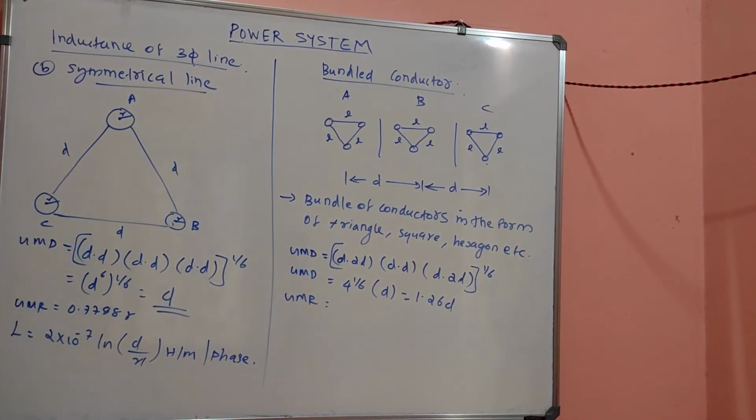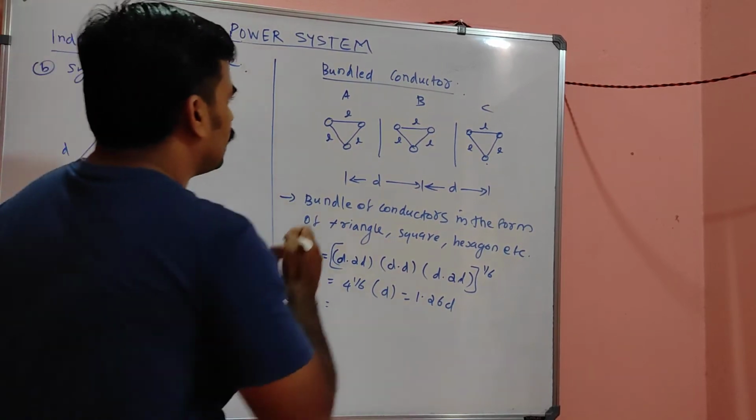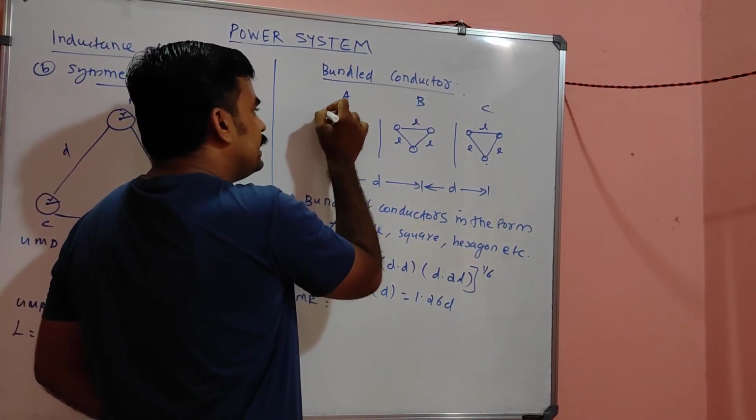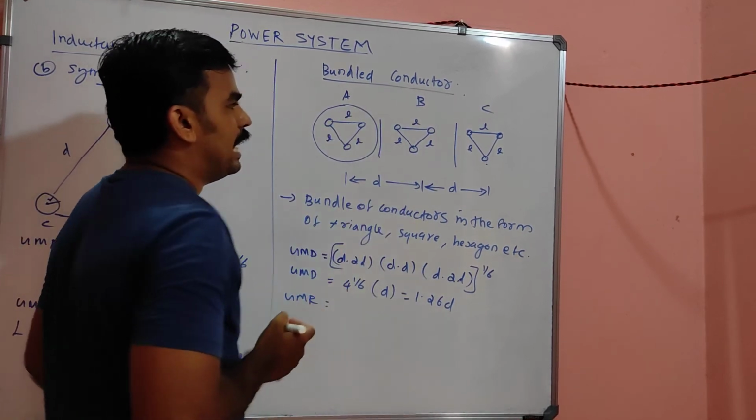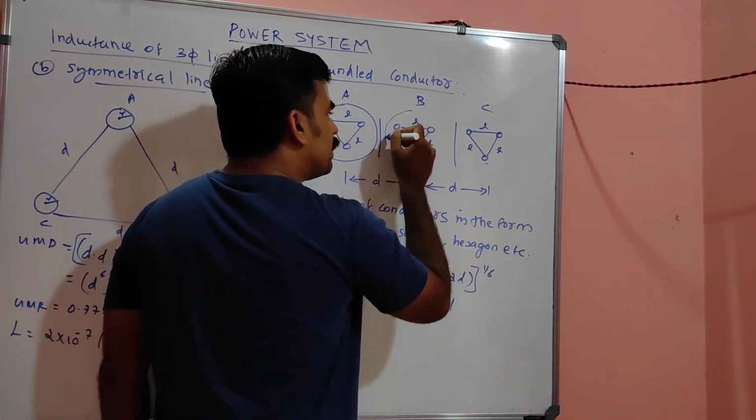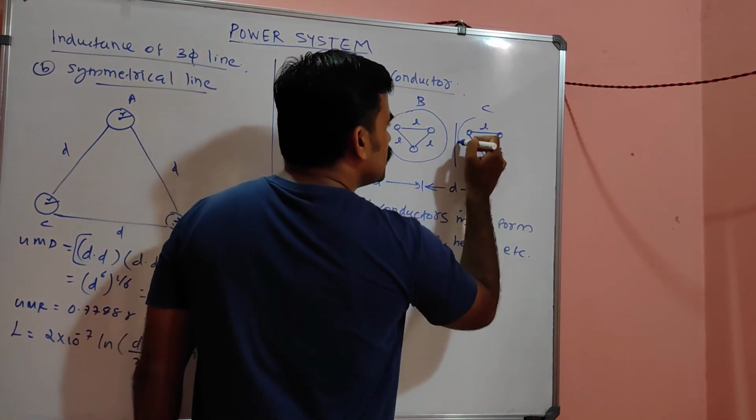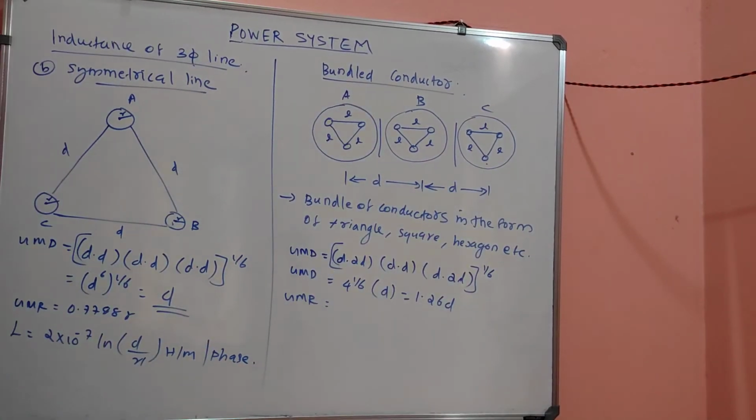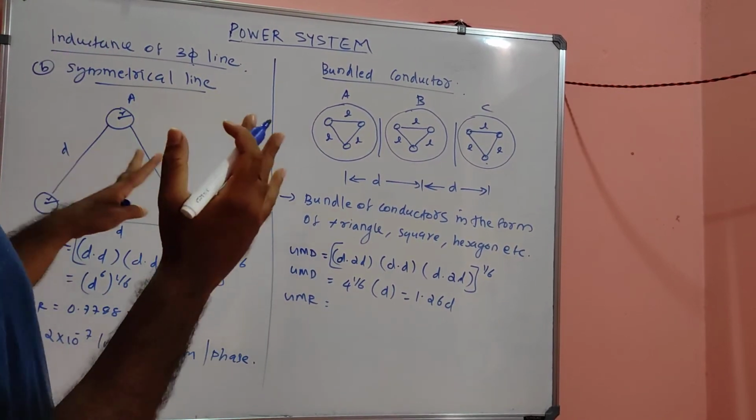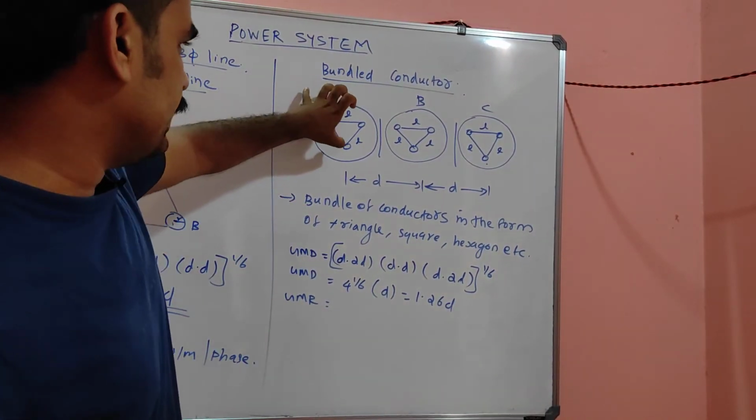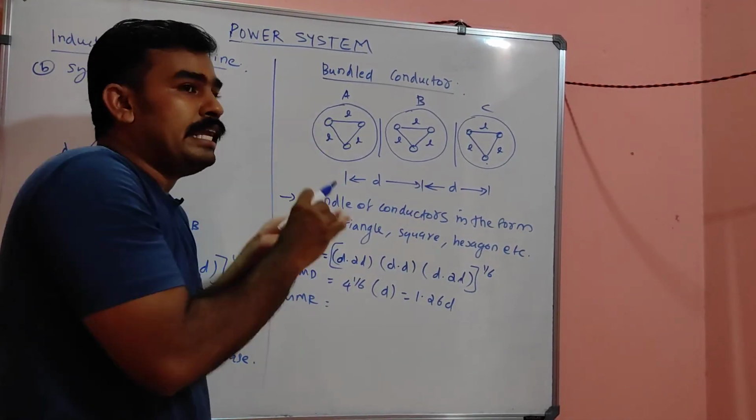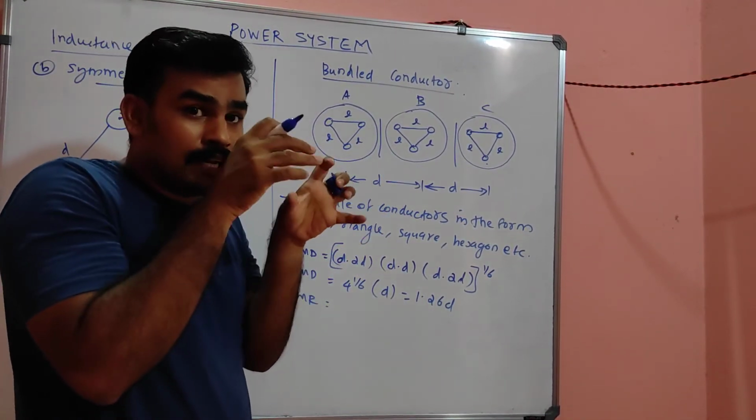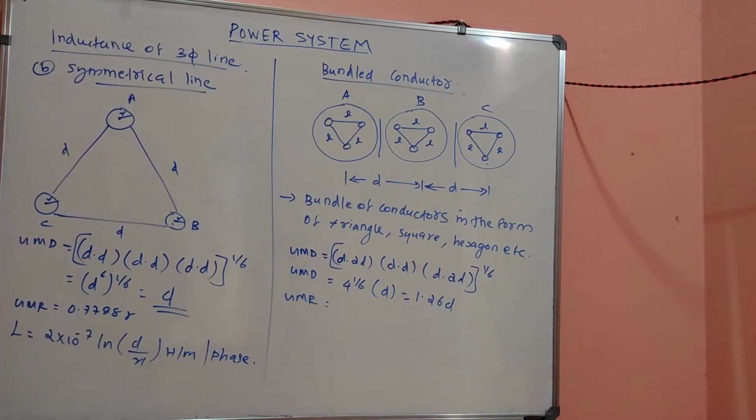Then what will be GMR? See, my dear, this acts as a single conductor. This is also another single conductor, and this is also another single conductor. Suppose we are viewing from outside, it seems like a single conductor, but internally it is bundled. Otherwise it's a single conductor.